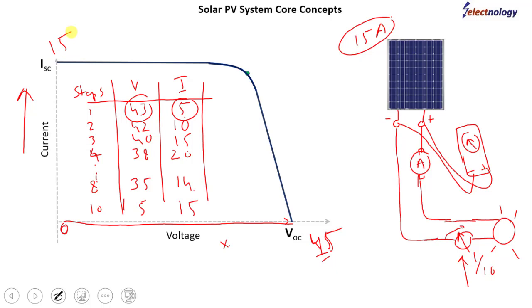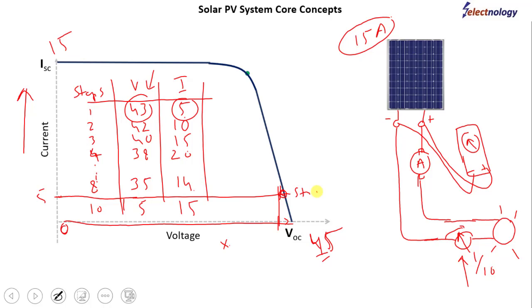Now if we draw a graph between voltage and current to show the relationship between them. At step 1, the voltage 43 is approximately here, and the current is 5 amperes. So from the y-axis, probably this is 5 amperes, and this will cross over here, approximately here. So this is step 1. Similarly, we will draw points for the other steps.